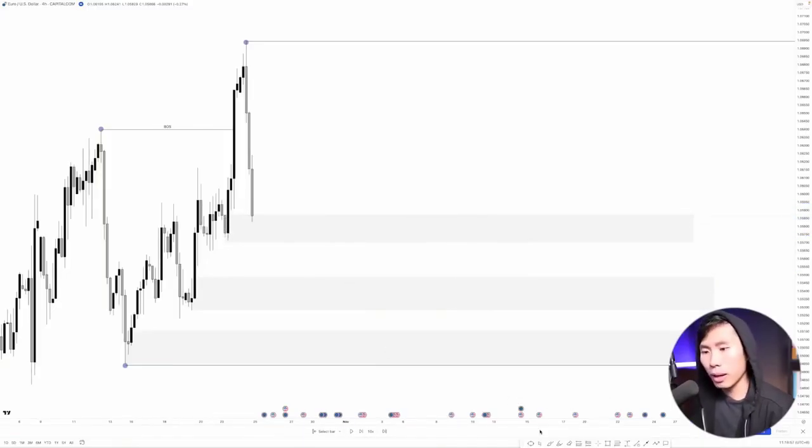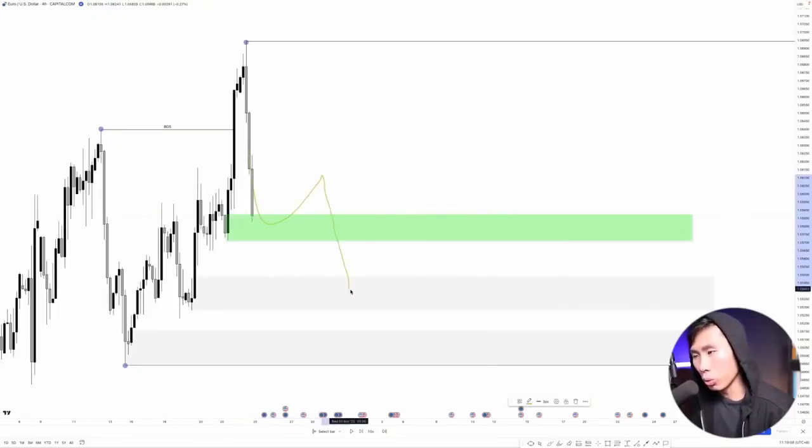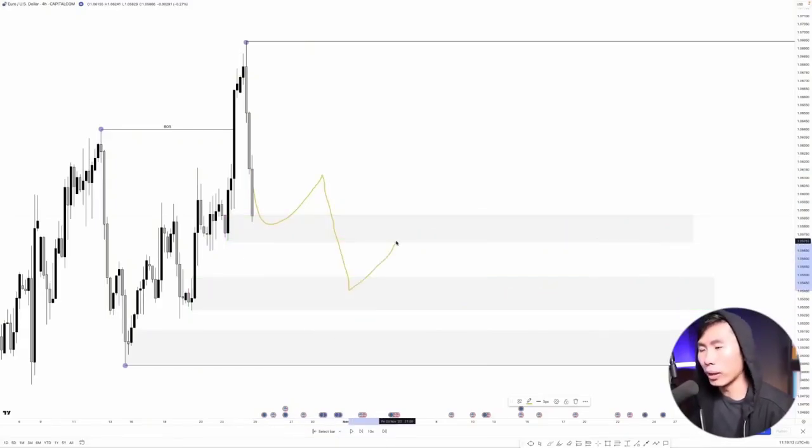Alright, so at this point of time, like I said, this is where you want to drop down to the 15-minute time frame to look for your entry model. And if we don't get our entry model whatsoever, that means price is potentially just going to disrespect this demand zone and come down to the next demand zone. Right? And then that is when we just continue waiting until eventually we get our entry model.